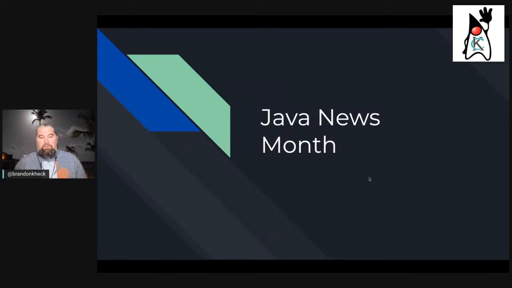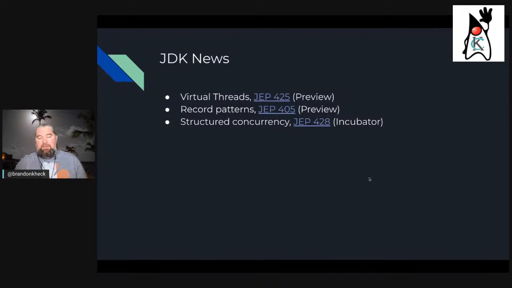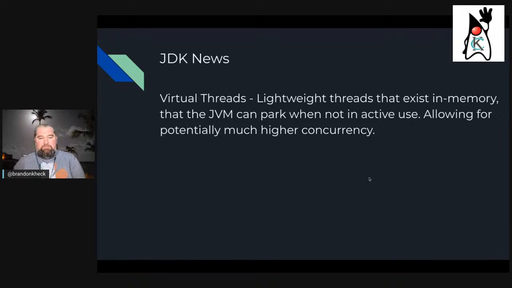So in Java news this month, we've got JDK 19 features starting to ramp up. Some that we wanted to point out were virtual threads, record patterns, and structured concurrency. Everybody probably knows virtual threads is Project Loom. Record patterns is just some interesting syntactic sugar, and structured concurrency is related to Project Loom, but it's going to be delivered independently.